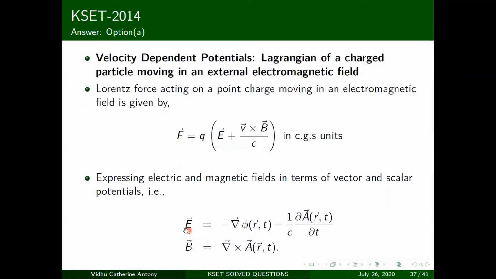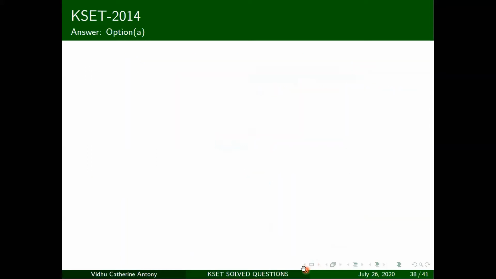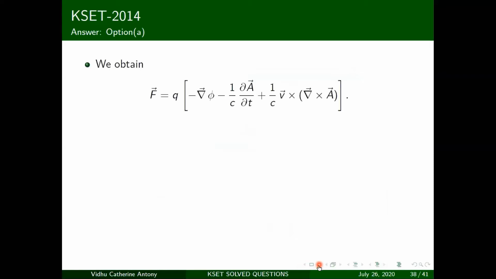Okay, so I think I showed you that these electric fields can be written in terms of these potentials and the magnetic fields can be written in terms of these potentials. So I'm going to substitute these into this force. So the force is written in terms of potentials. Now I substituted the electric field, which is minus del phi minus 1 divided by C dou A vector divided by dou T, plus 1 by C v vector crossed with del crossed with A.